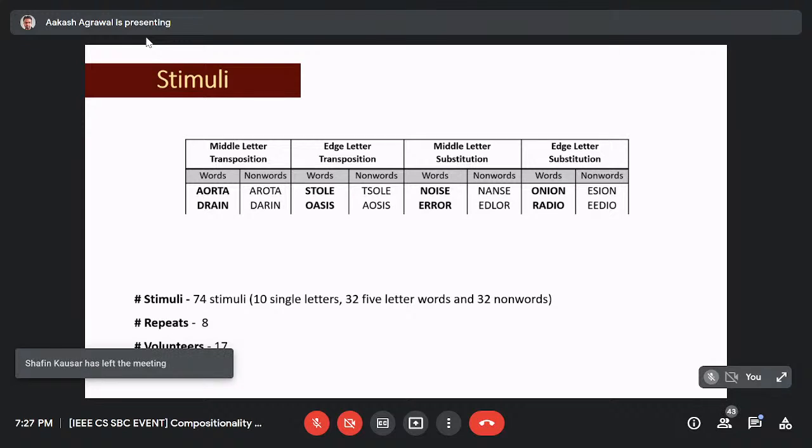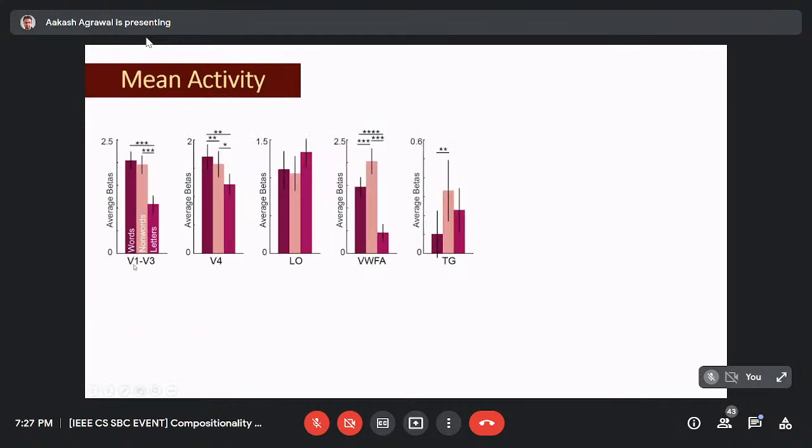First we wanted to look at the mean response for different categories. We have regions: early visual areas V1 to V3, then a bit higher the middle visual area V4, the object processing area lateral occipital cortex, the word form area, and the language region temporal gyri. As you'd expect in early visual areas, the responses mainly depend on the size of the word. That doesn't differentiate between words and non-words, but it responds more compared to the letters. Then we have a bit more selectivity for V4, but in lateral occipital areas, it doesn't differentiate between any of the word categories. It's a more invariant response to the size.